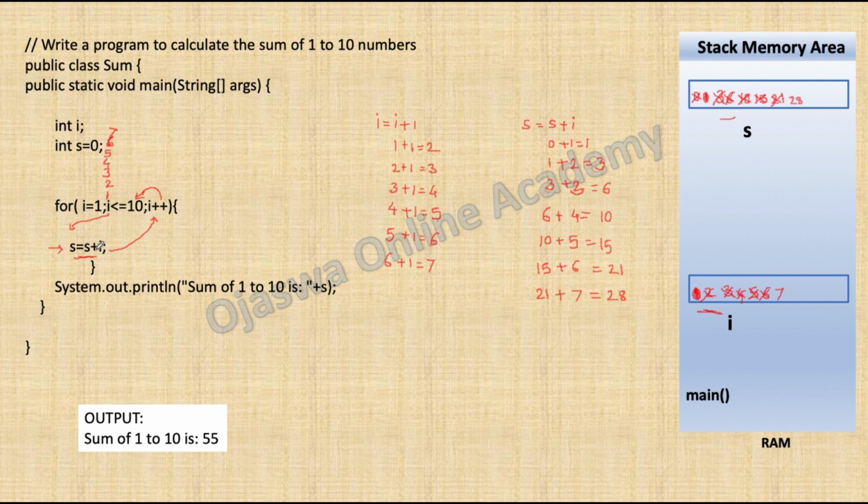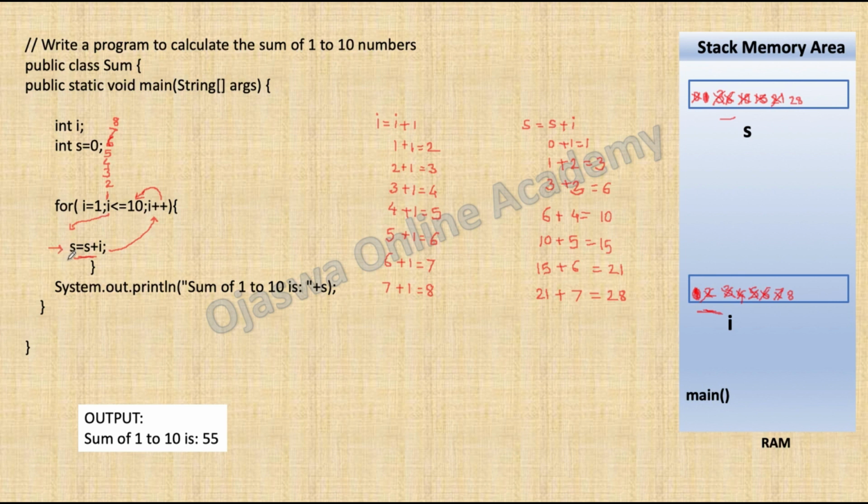After this statement is executed, control goes to I++. I equal to I plus 1 is executed. Value of I is 7. So the updated value of I is 8. 7 is replaced with 8. After the increment statement is executed, control goes to the condition. Value of I is 8. 8 less than 10, condition is true.